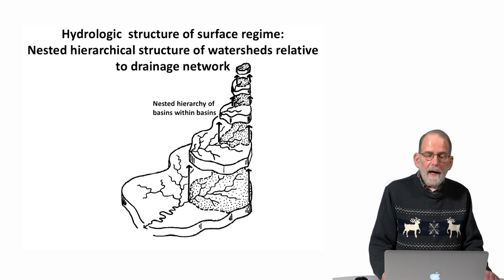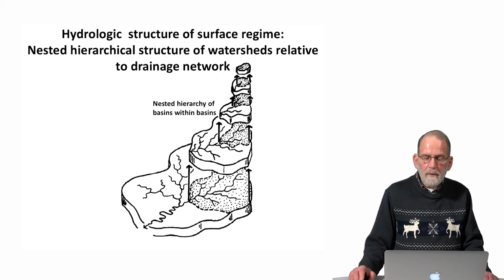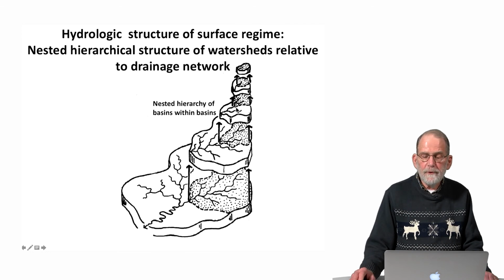Within a hydrologic structure, we can talk about a nested hierarchical structure of watersheds relative to drainage network. So as we move from lower order stream channels to higher order stream channels, the amount of land area that's drained by the stream channels increases significantly.